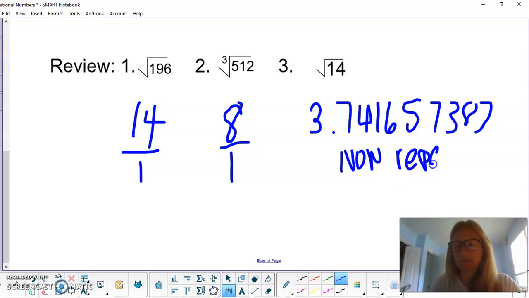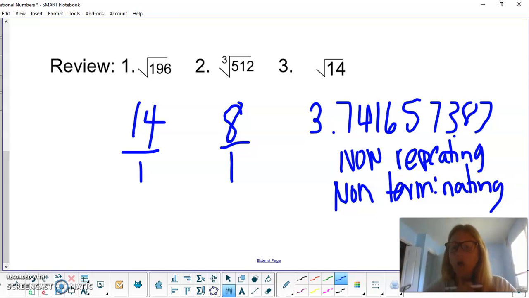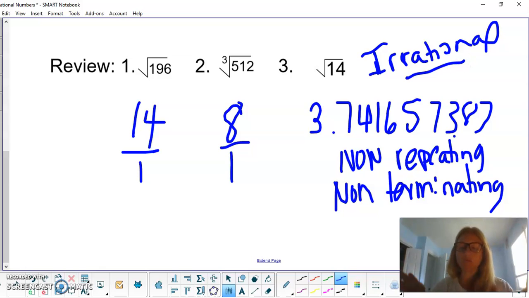Non-repeating, so it doesn't repeat. And then it's also called non-terminating, meaning it does not end. And remember, all rational decimals are repeating or terminating. So this ends up not rational. It's something we call irrational. Okay? This is now an irrational number, and that's what this whole lesson is about, irrational numbers.